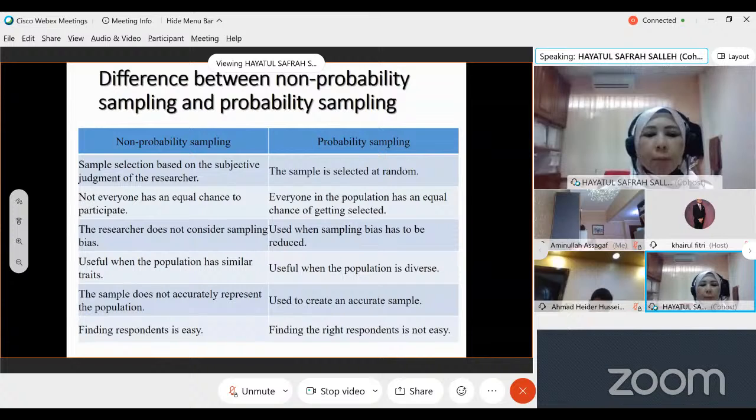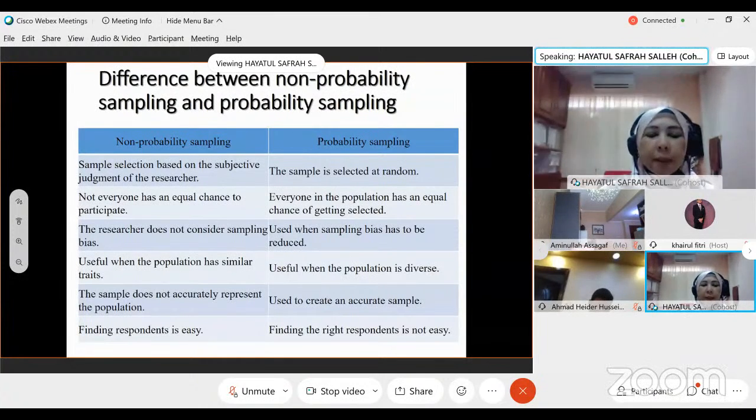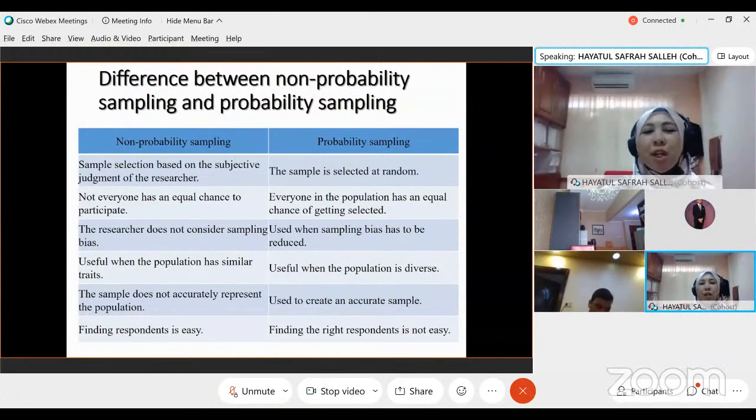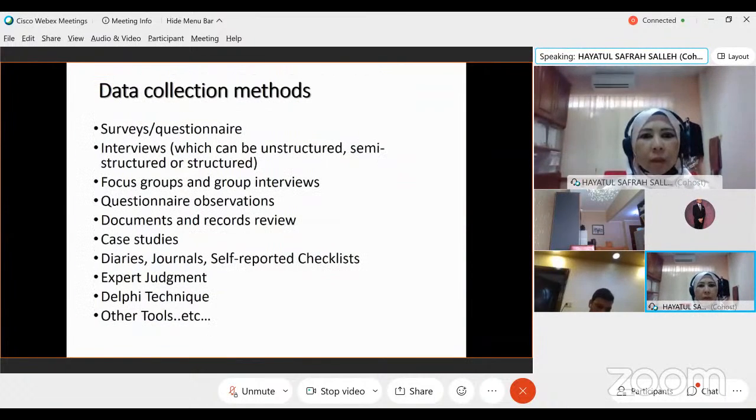In non-probability sampling, it does not accurately represent, because you use only your judgment in order to select the samples. And then finding respondents is easy, while in probability sampling, finding the right respondents is not that easy. So it's up to you which one you want to use, whether non-probability sampling or probability sampling. But whatever you use, you have to justify why you use that type of sampling method.